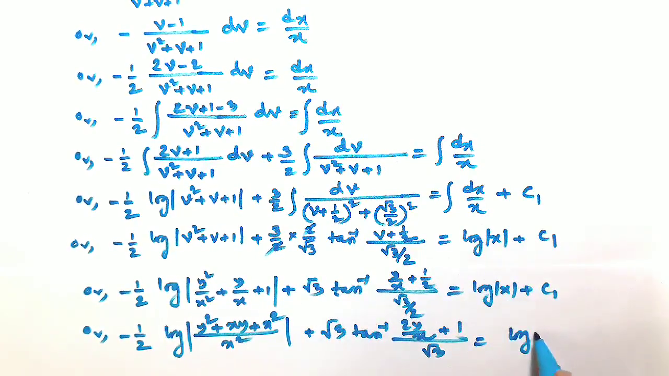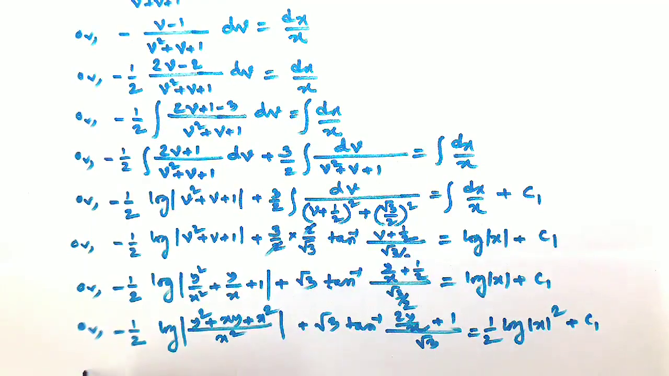This mod x can be written now mod x square, and before that there is half plus c1. Okay, so friends, the calculation now becomes minus half log of y square plus xy plus x square. Why? Because this step is very simple, you can take half common, and this log of mod x square will be cancelled by this one, this x square will be cancelled.